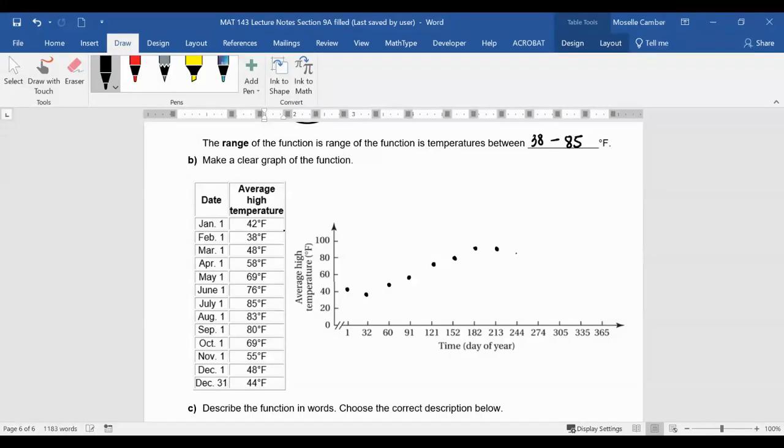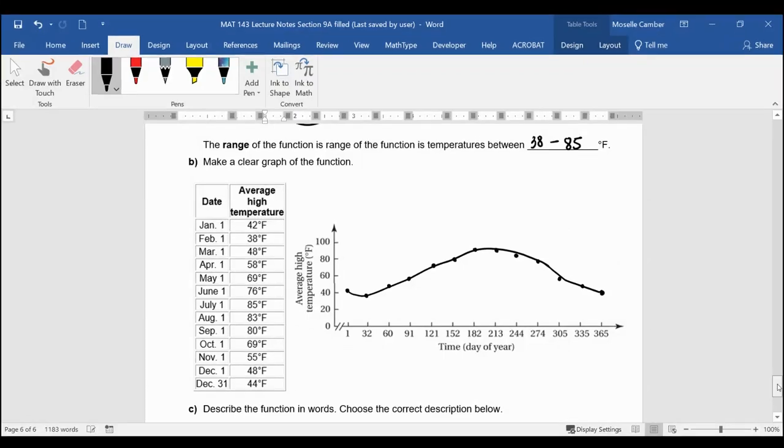And then 80, 69, again between 60 and 80. 55 is almost at 60. 48 is right before 50, which is halfway between 40 and 60. And 44 is just above 40. Okay, so then we can connect these with a line. Okay, so that is the temperature graph for the year.